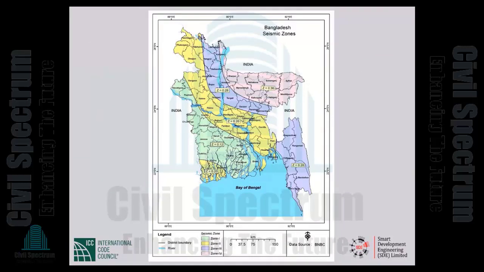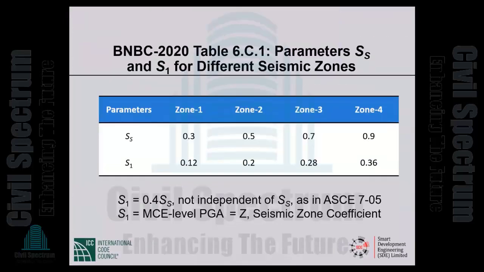Okay. Now in BNBC, we do not have contour maps. We have no source of S sub S, S sub 1. BNBC, as I mentioned, uses seismic zones. Bangladesh is divided into seismic zones 1 through 4. 1 is the lowest, 4 is the highest. The lowest has an assigned Z value of 0.12, then 0.20, then 0.28, and for zone 4 it is 0.36.